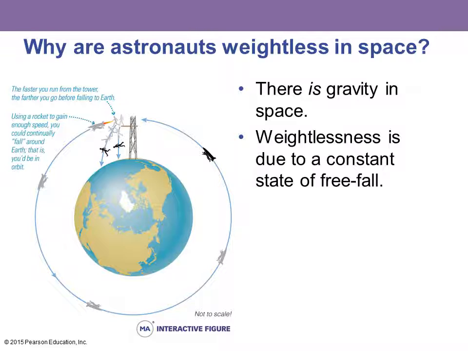Now around the Earth, that speed would need to be about 17,500 miles an hour. So you'd have to achieve weightlessness by having a very powerful rocket shoot up and out and around to achieve that speed. So astronauts can be weightless, but they still have mass.